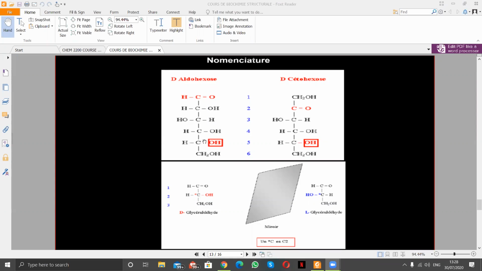After that, you look at where the hydroxyl functional group is. Is it at the left or is it at the right? Am I clear? Then you say, if it is at the right, you say it's D. Looking at this.